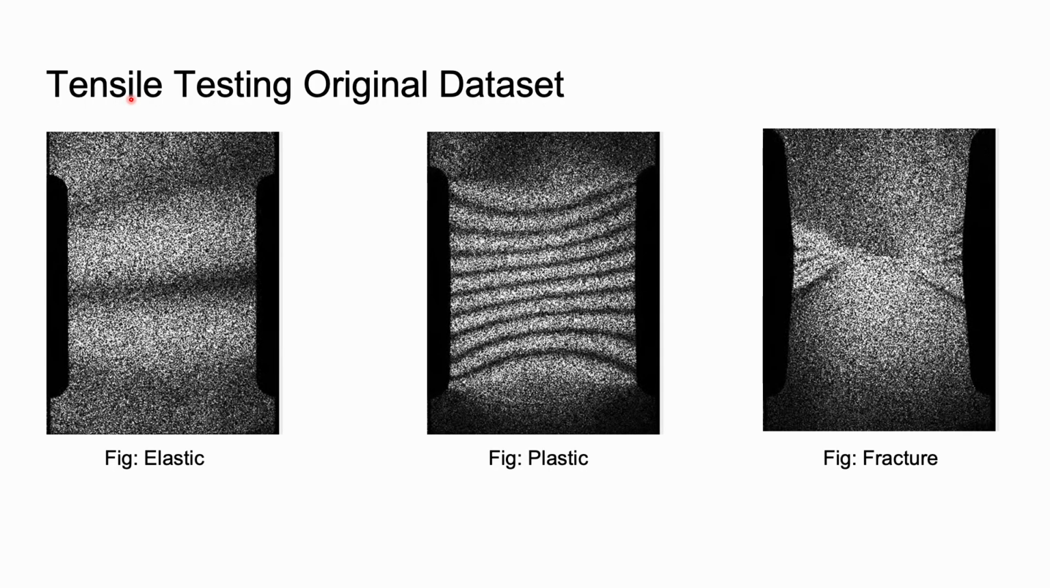Here you can see the original tensile testing dataset showcasing the three tensile testing phases: elastic, plastic, and fracture. Each phase presents unique deformation characteristics, but also suffers from noise and low visibility, as shown in these images.